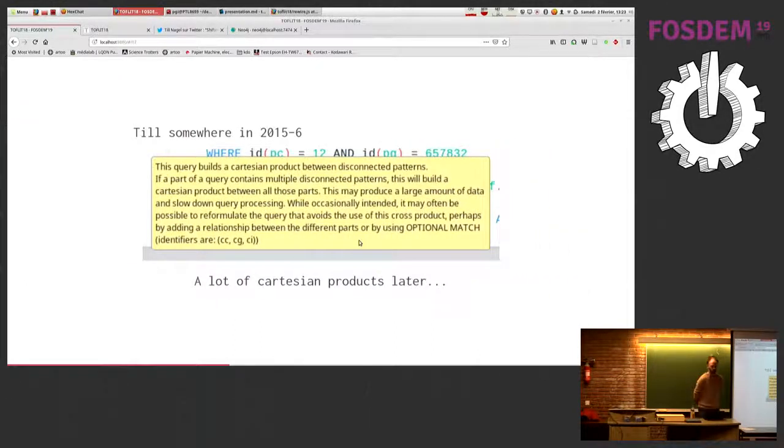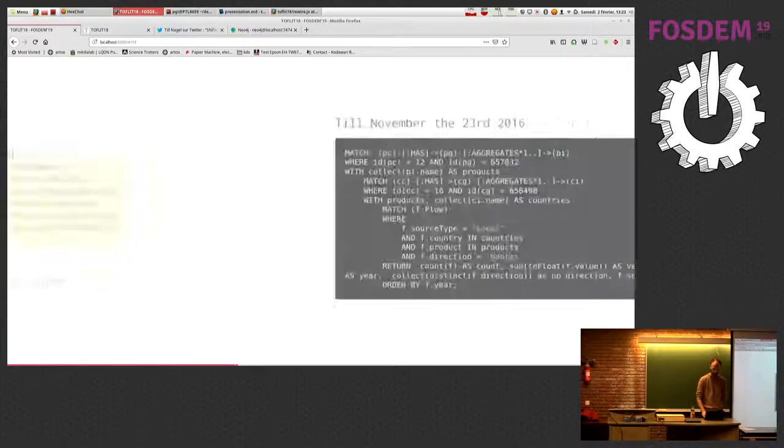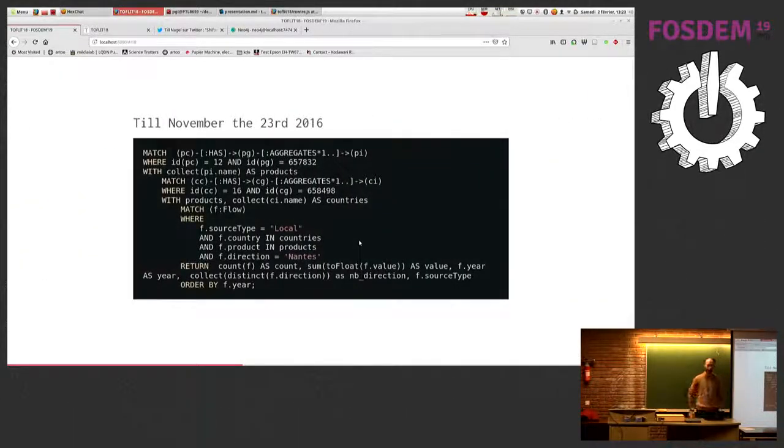So, till somewhere in 2015, 2016, we stumbled upon a lot of Cartesian products while trying to query our Neo4j graph. We were not very clever, and we didn't have this really nice feature in the Neo4j Explorer, which shows you when you do stupid stuff. But we finally stumbled upon a solution till November 2016, the 23rd. So this Cypher query is basically very bizarre.